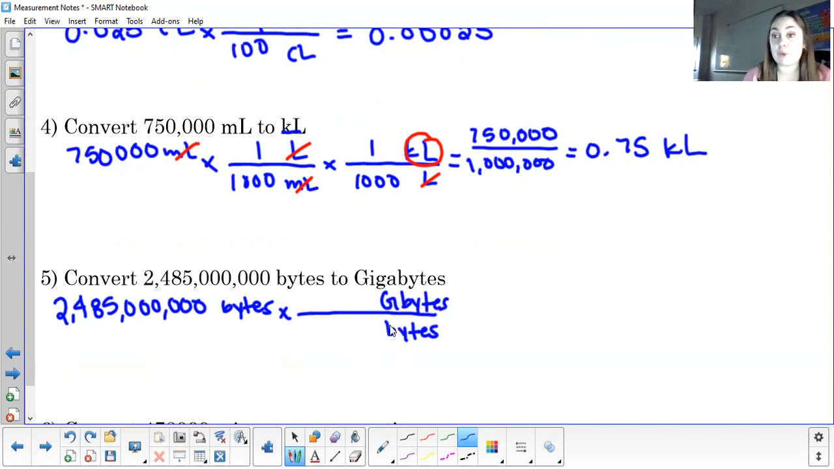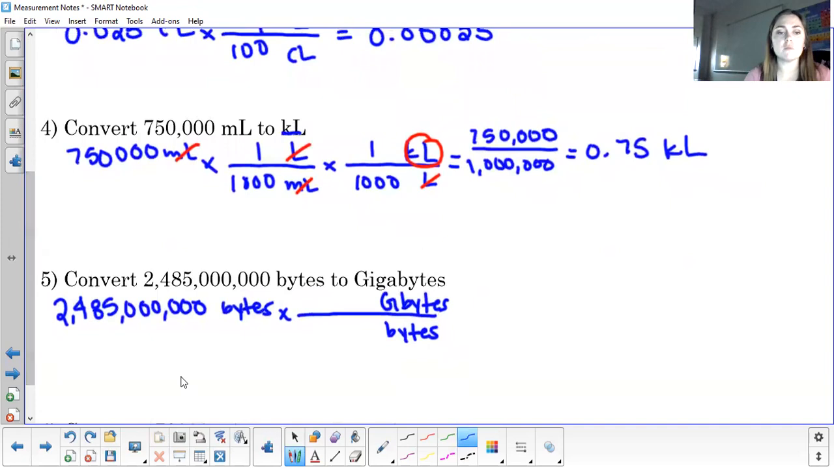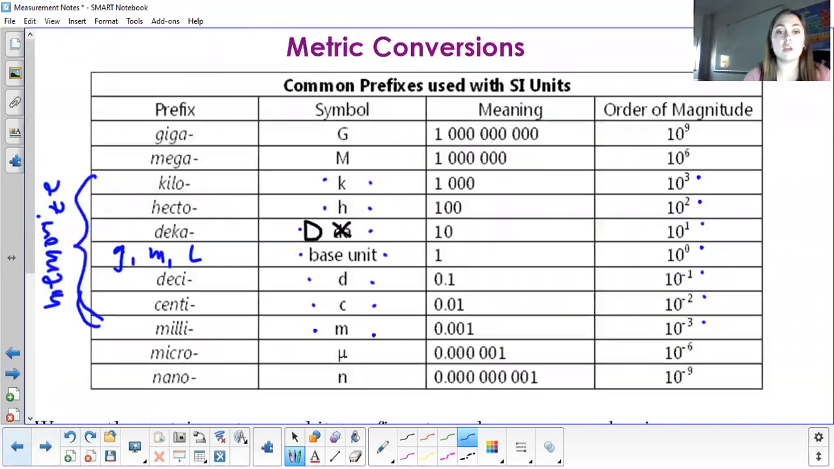That's not on my blue card. But that doesn't mean that we can't do the problem, okay? Especially on these practice problems, you might have some that aren't on the blue bookmark. All right, let's go back to our charts here. On the chart, we see that giga is up here and bytes is the base unit. That's down here.